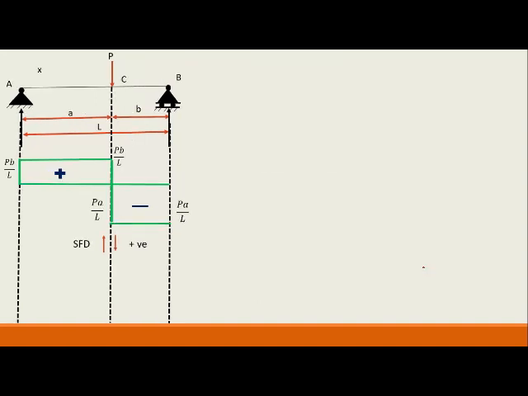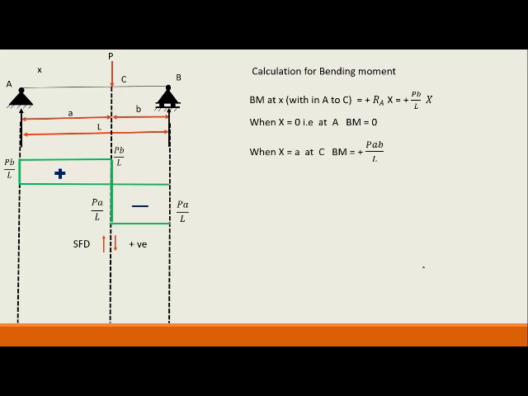Let us go for the calculation of bending moment here. The bending moment equation up to C is RA into x, as previously. At x equals 0 it will be 0, and at x equals a, that is at C, it will be Pab by L. You will see that the bending moment equation again maintains a straight linear variation, so we will join it with a straight line.